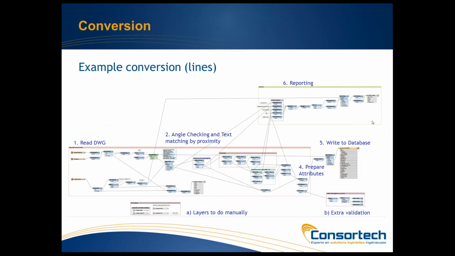This is an example of one of the phases. It's pretty simple conceptually. We read the layers from the drawing, that's number 1 on the slide. Then we did some angle and text checking and matching some attributes by proximity, which I'll talk about in a moment. We prepare some general attribution we want to send into the database, and we send the data into the database. But at the same time, we capture counts of features and do some analysis, and we put some reporting out to do some QA.